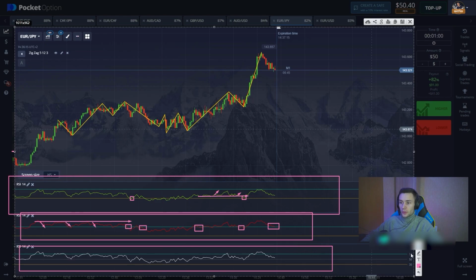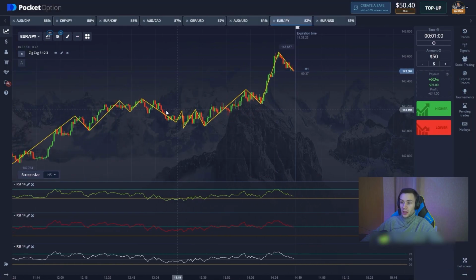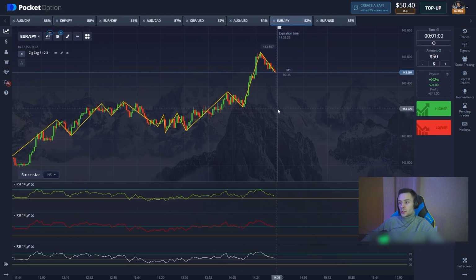The overbought zone is 70, the oversold zone is 30, and the crossings of this zone are going to be our trading signals. And finally, our zigzag width will help us define the type of the trend. We're also going to look at the points of local highs and lows, and let's get started, guys.